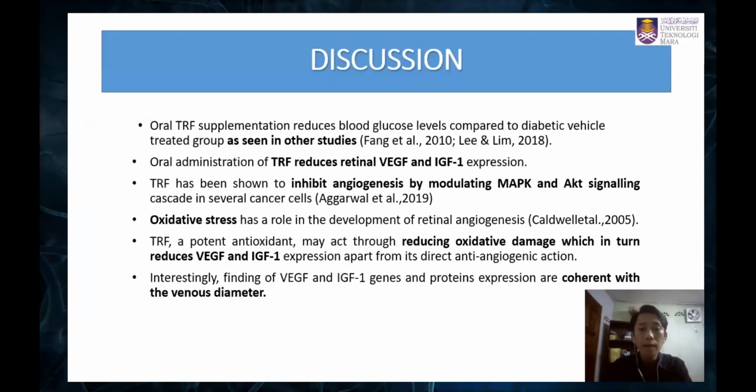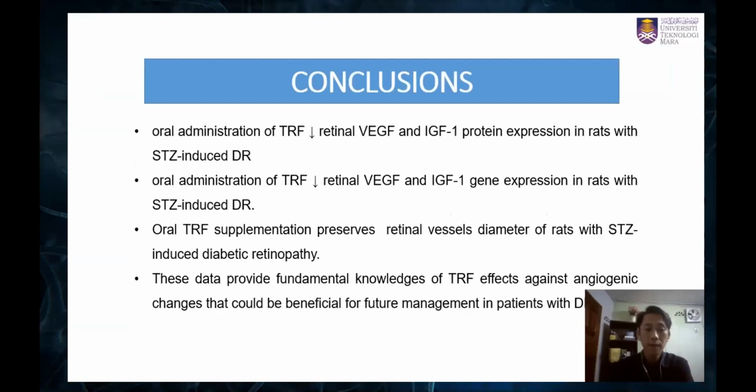Next is the discussion. The result that we have seen in blood glucose level is also revealed in previous studies, and TRF that reduces retinal VEGF and IGF-1 is believed to involve MAPK and AKT signaling, and also associated with oxidative stress. TRF as a potent antioxidant may act by reducing oxidative damage and hence reducing VEGF and IGF-1. And interestingly, the VEGF and IGF-1 gene and protein expression are coherent with the venous diameter. In conclusion, this data provide fundamental knowledge of TRF against angiogenesis that is beneficial for the future.